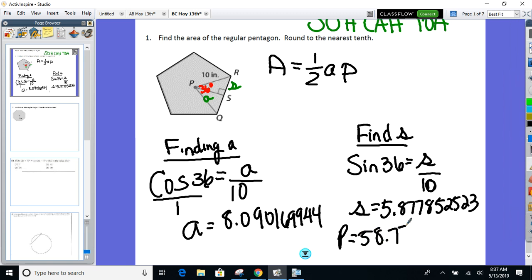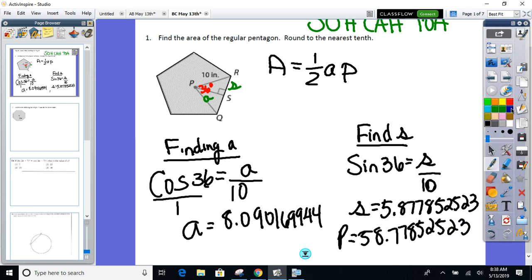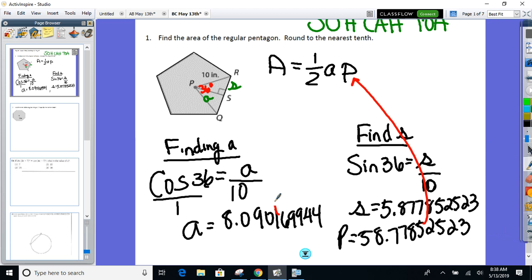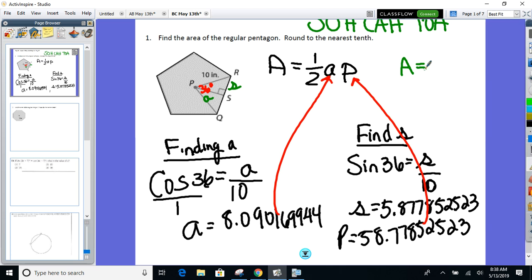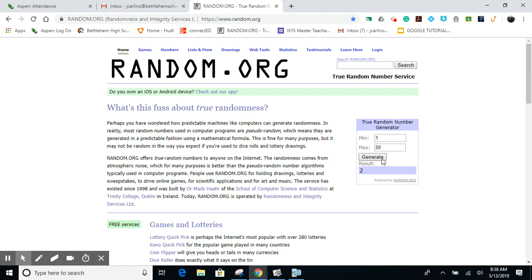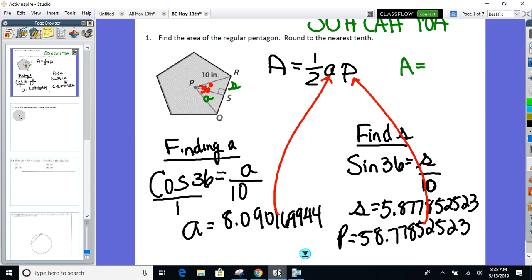This is what's getting plugged into the formula, 58.7785253. So perimeter, apothem, round to the nearest tenth. Make sure you multiply by one half as well. And when you're ready with that calculation to the nearest tenth, let me know what you end up with. What do we have? 237.8. What else you got for me? Square inches.